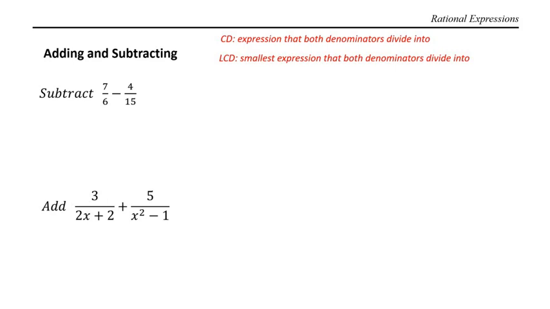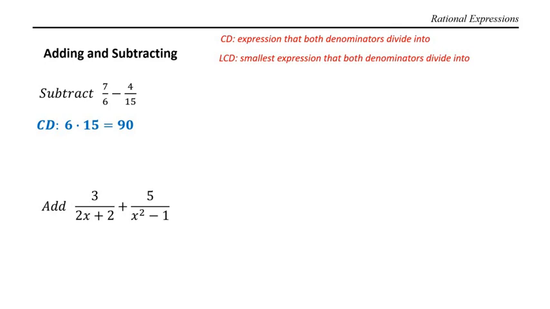So let's find both of those to show how that works. If we wanted to find the common denominator, we would just multiply both denominators of our fractions here. So we would just multiply 6 times 15. That would be the common denominator, 90.